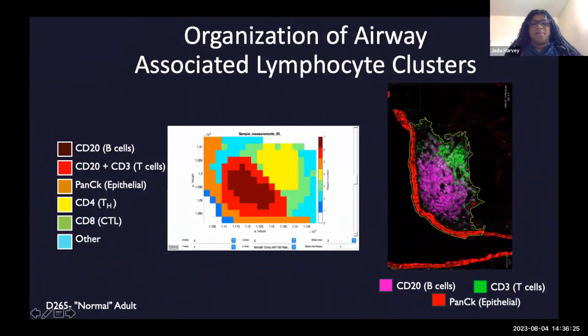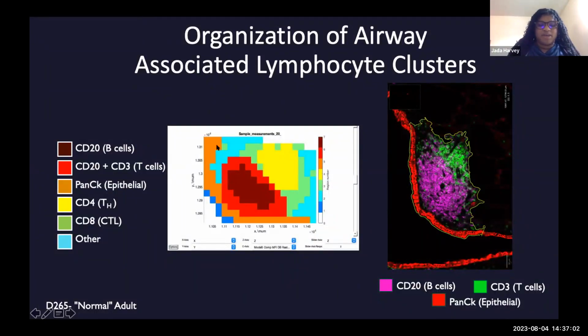So next we have an example of an airway-associated lymphocyte cluster. And the first thing that we noticed about this lymphocyte cluster was the organization. Again, just like the secondary lymphoid structure, we were able to define clear zones in this cluster. So represented in the yellow and the green are our T cells. So we have a CD4 zone and a CD8 zone, as well as the B cell zone, which is represented through the burgundy and the red.